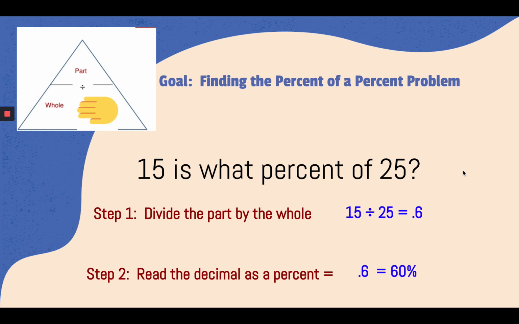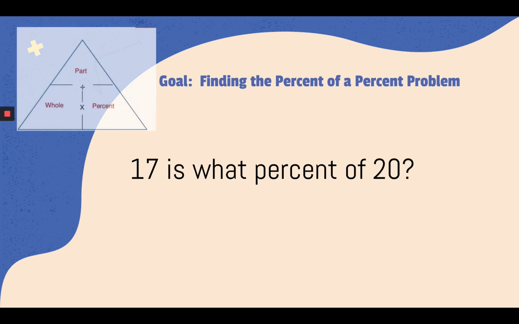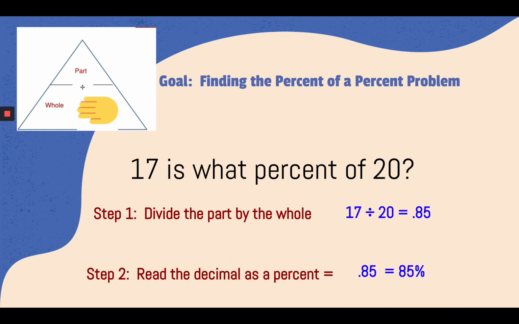Let's do another one. 17 is what percent of 20? Okay, so we're going to cover a percent. It's part divided by whole. We know 17 is the part because it's got the word is next to it, and 20 has the word of next to it, so it's the whole. 17 divided by 20 equals 0.85, but your final answer then would be 0.85, which equals 85%. Your final answer would be 85%.